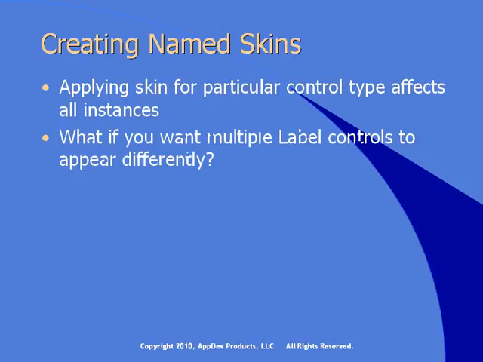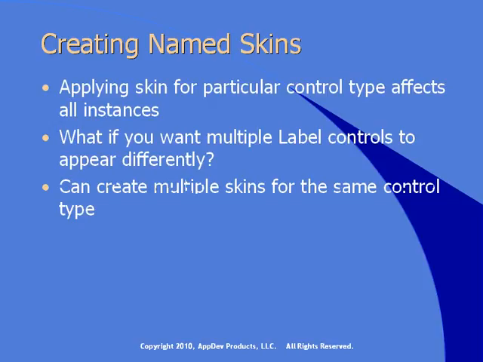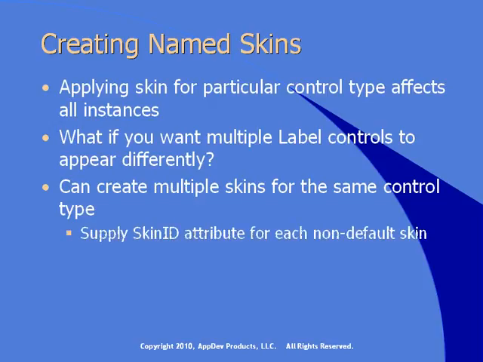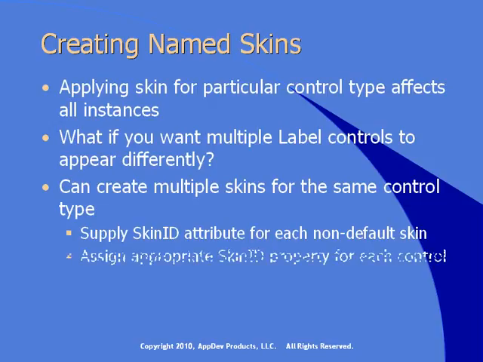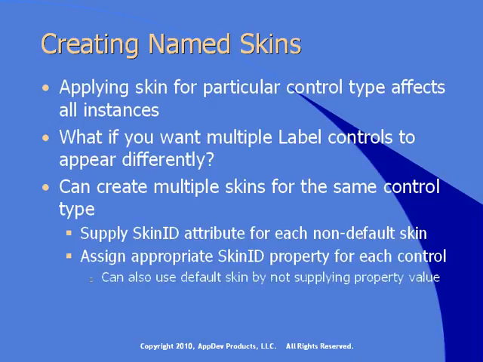What if you want multiple label controls to appear differently? You can create multiple skins for the same control type, but if you do that, you have to supply the skin ID attribute for each non-default skin. That is, you can have a default skin for all the labels except have a different skin with the skin ID attribute set for some of the labels. You assign the appropriate skin ID property for each control.